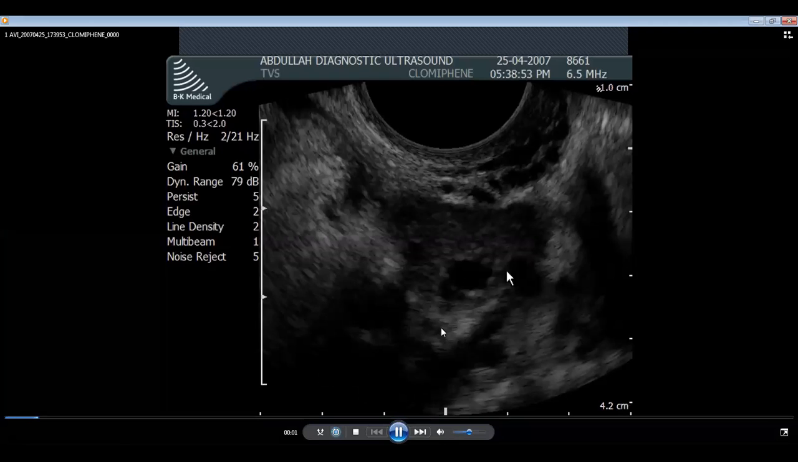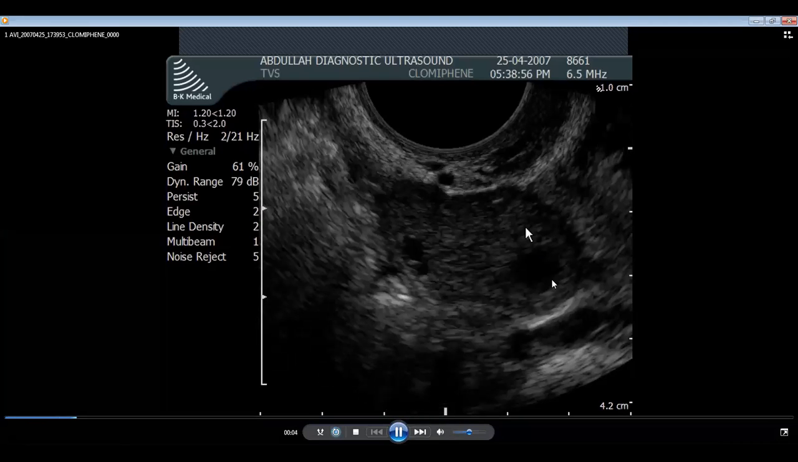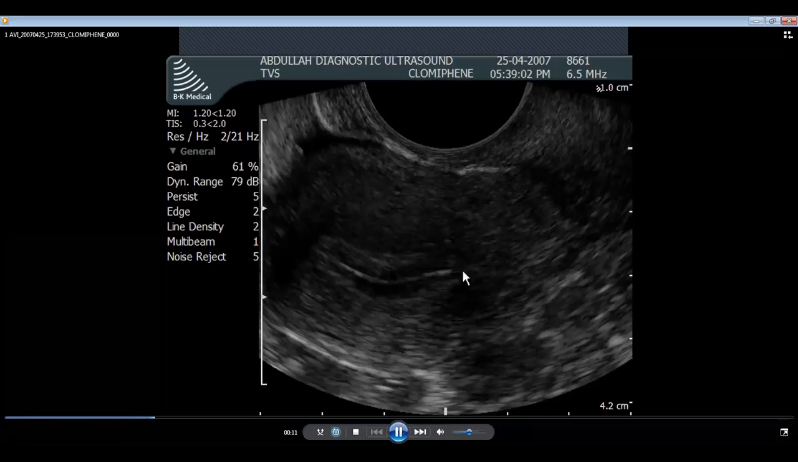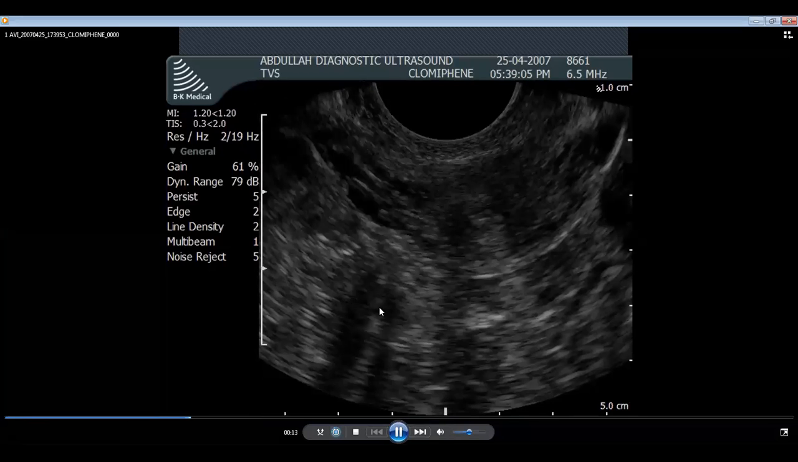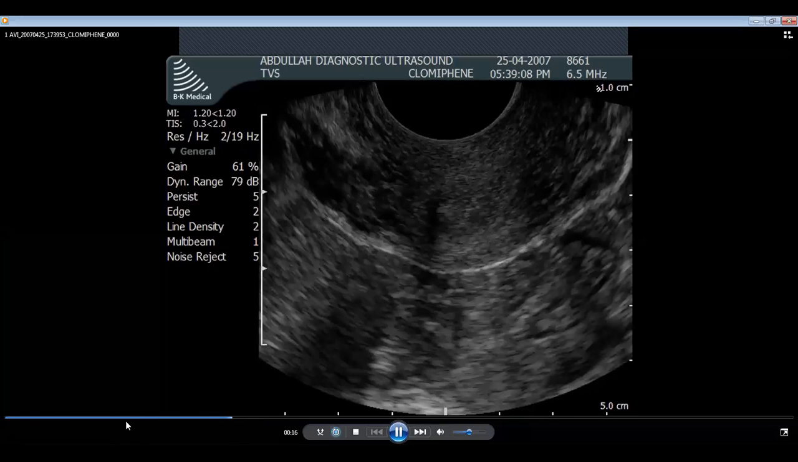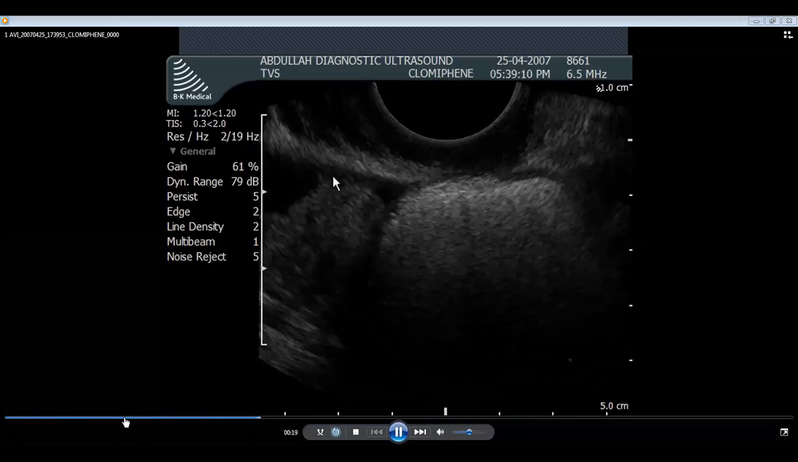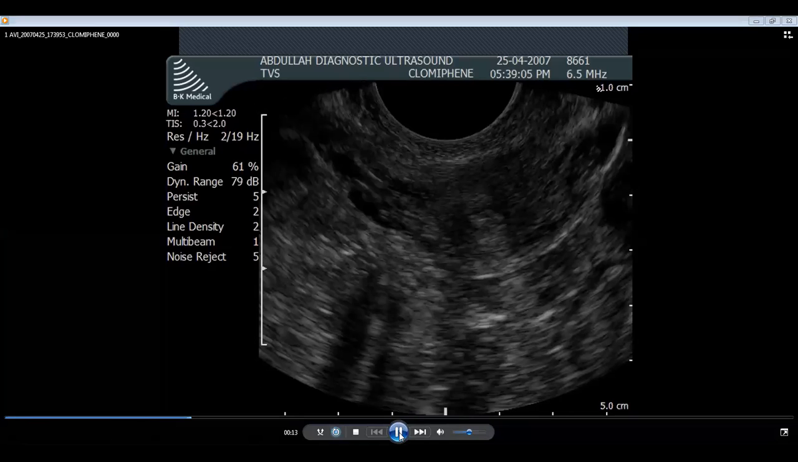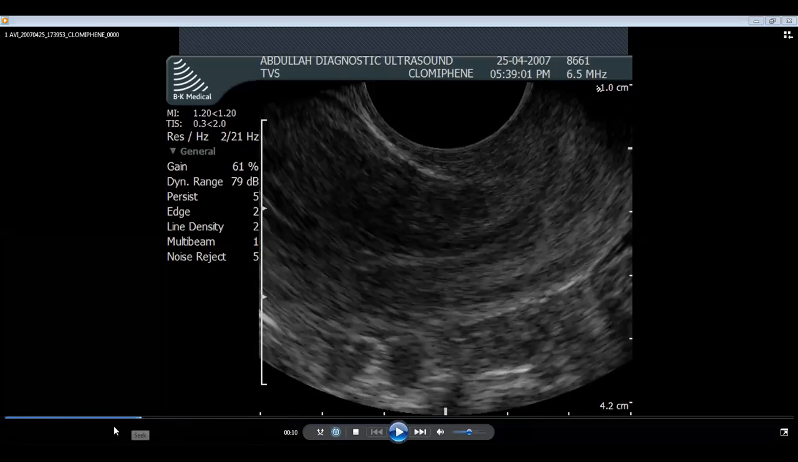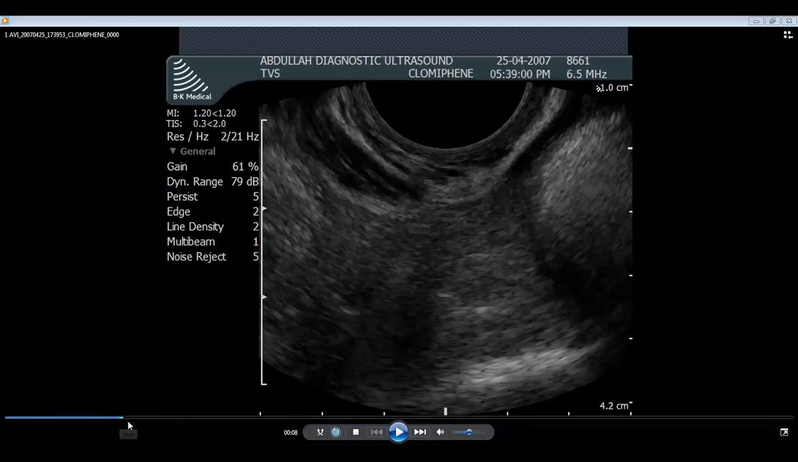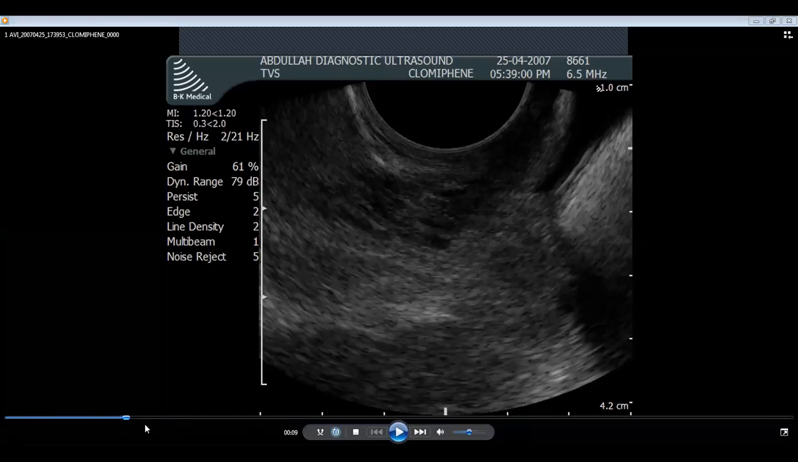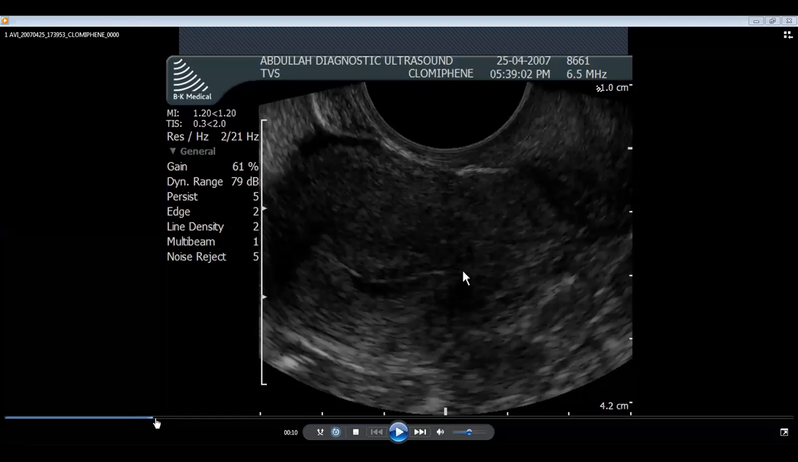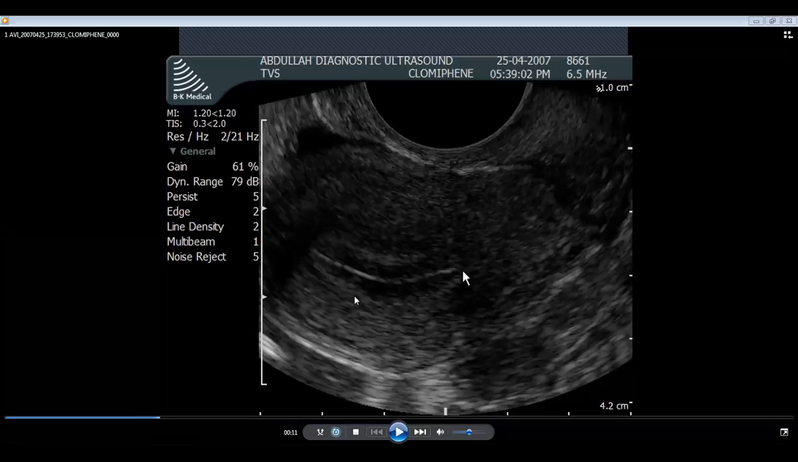This patient was given clomiphene citrate, and we can see here that some of the follicles are a little prominent. You can see the uterus with its typical triple layer appearance. There we are. The triple layer appearance of the uterus, the uterine endometrium. It will appear like this. This is the triple layer appearance.